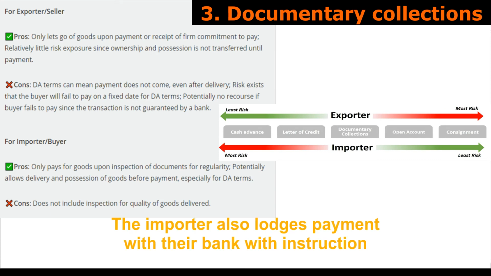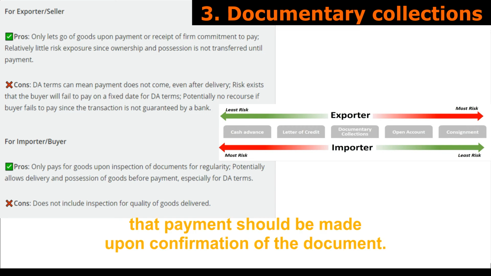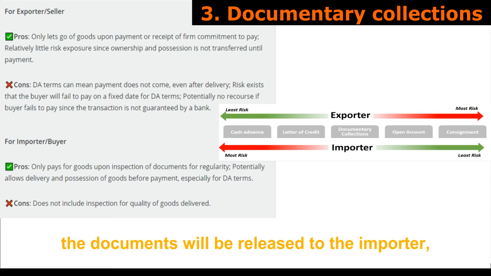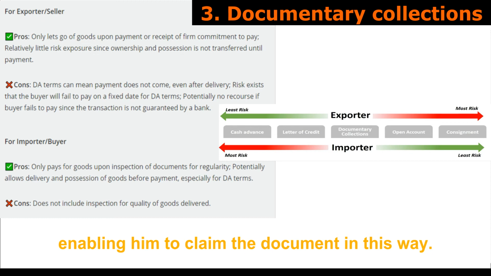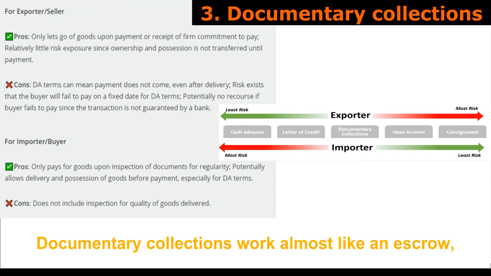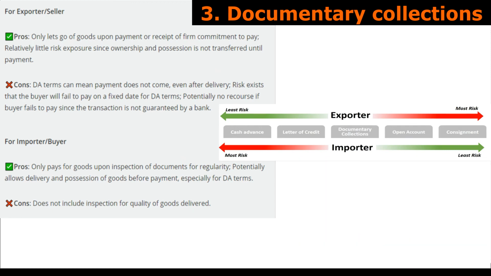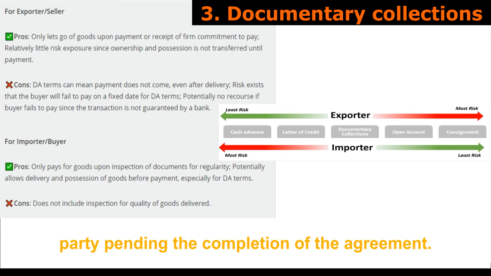The importer also lodges payment with their bank with the instruction that payment should be made upon confirmation of the documents. Once the documents are confirmed, the documents will be released to the importer, enabling him to claim the goods. In this way, documentary collections work almost like an escrow, which lets you lodge payment with a third party pending the completion of the agreement.